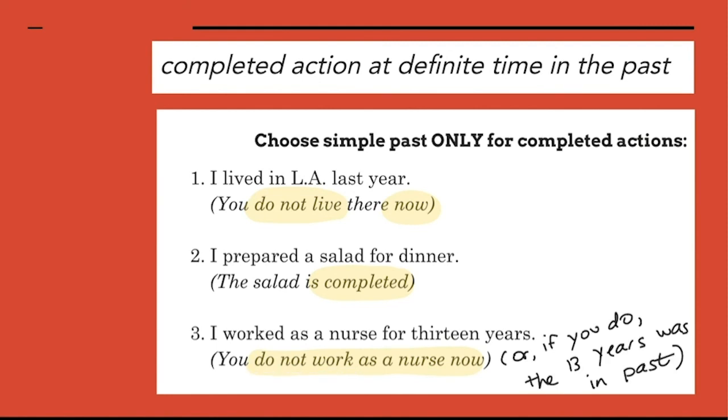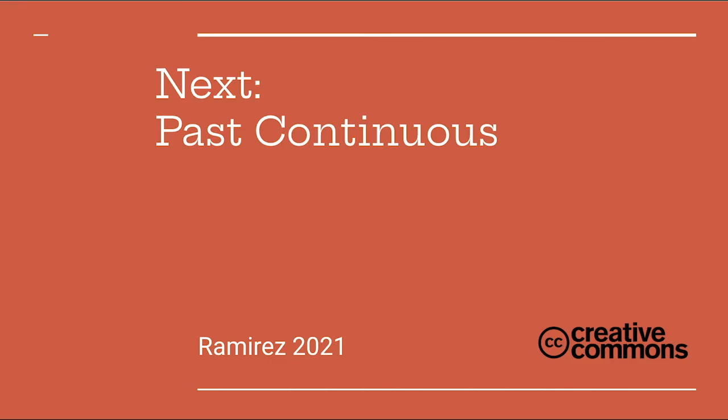Now, you might continue and tell me that you work as a nurse again, but that period of time, the 13 years that you were working as a nurse, that period is over. It's stopped. It's complete. So that's simple past for completed actions. Next video, we'll think about past continuous.